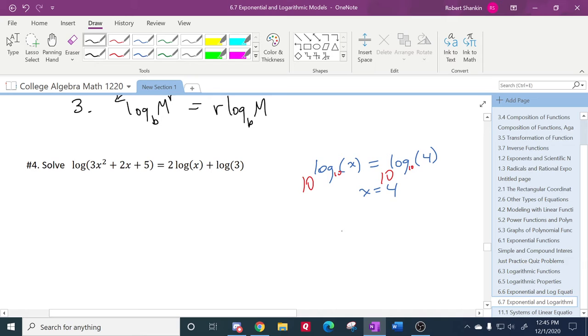If I had, let me just show you, 2 equals 1 plus 1. If I put a base 10, this is not true. 100, does that equal 10 plus 10? No way. You can't do this if there's two logarithms over here.